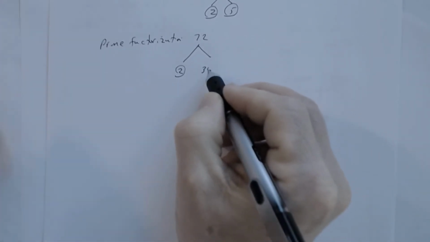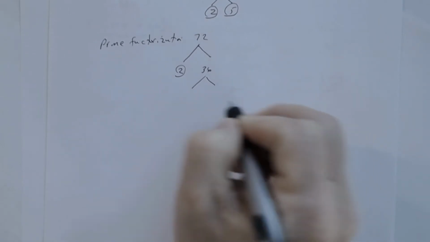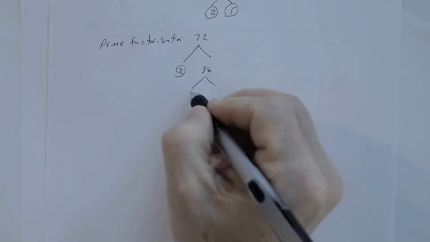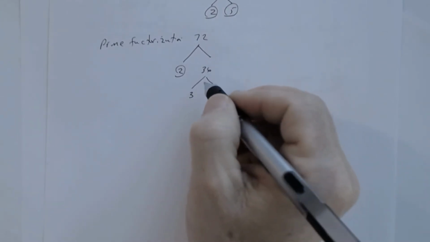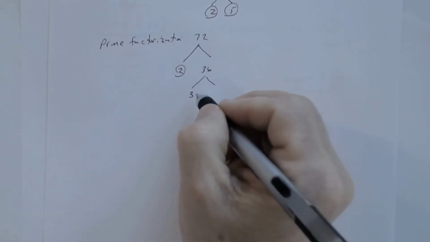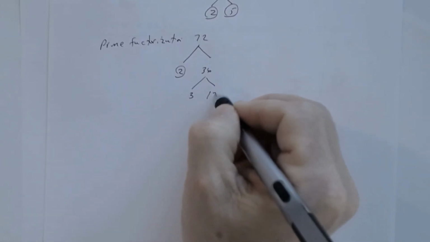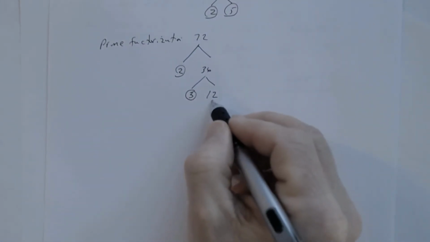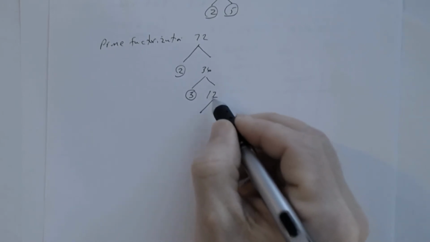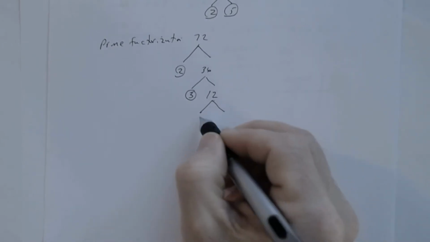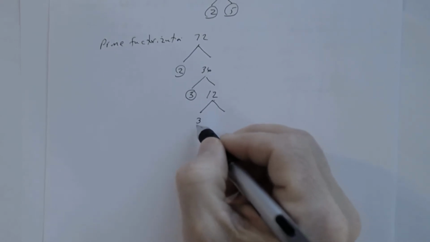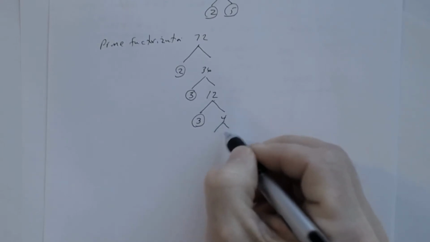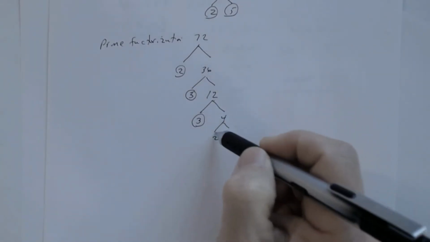Now, 36 is not prime, so I can break this down further. Give me two numbers whose product is 36, where one of them is prime. For example, 3. Someone else could have said 2, but I'm going to say 3. 3 times 12 is 36. So 3 is prime, and I'm going to circle it. I'm going to go with 12 now. Give me two numbers whose product is 12, where one of them is prime. 3 again. 3 times 4 is 12. 3 is prime, and 4 is 2 times 2. The 2's are prime.